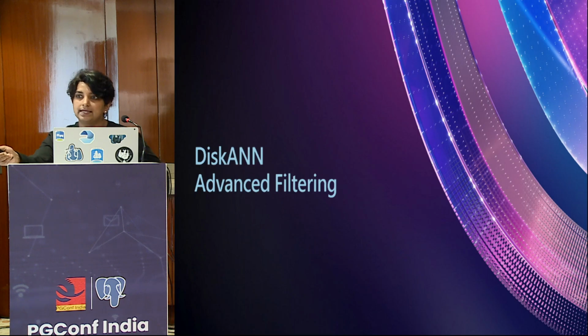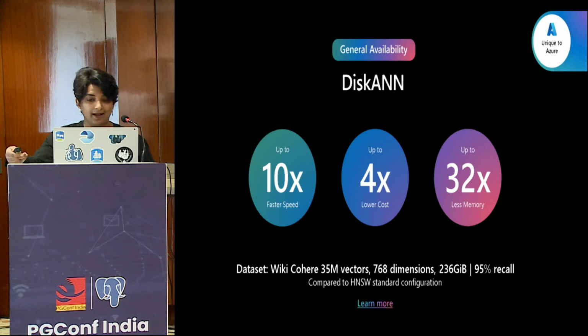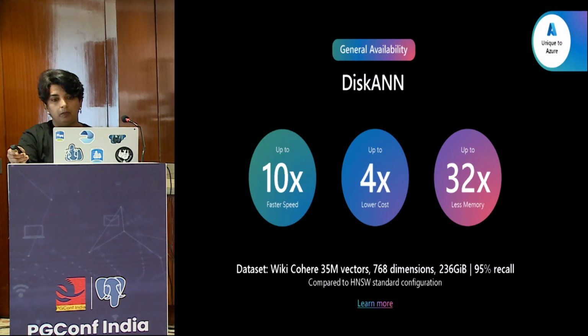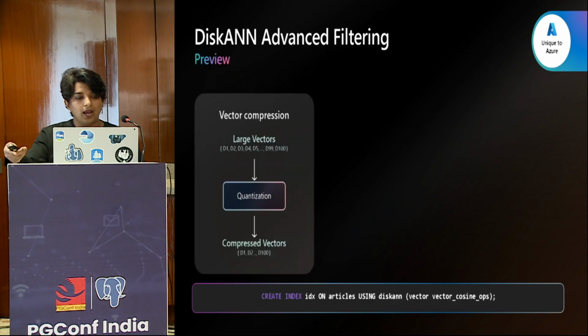I want to move on with DiskANN advanced filtering. Since we are using a lot of vectors, performance is an important factor. DiskANN is an algorithm developed by Microsoft Research, and it delivers large-scale vector search with very low memory usage because it uses the disk as well. So these are some stats on how good DiskANN has worked. It has 10x faster speed, 4x lower cost, and also a much lesser memory footprint.